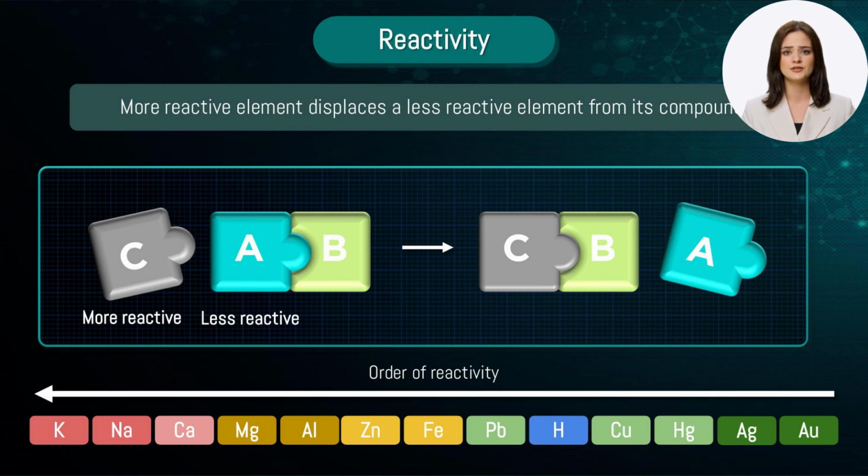The reactivity series ranks elements by their ability to displace others: potassium, sodium, calcium, magnesium, aluminum, zinc, iron, lead, hydrogen, copper, mercury, silver, and gold. This hierarchy determines the feasibility of displacement reactions. More reactive elements displace less reactive elements from their solution. Let us see in case of Fe and CuSO4 solution.